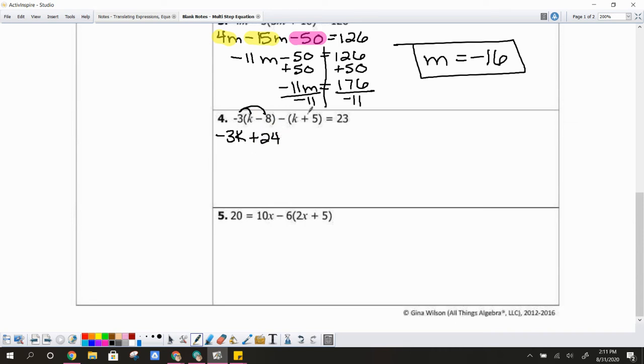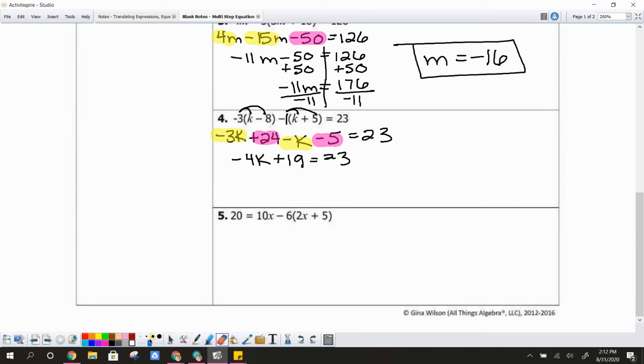Now over here, please, please don't get tricked by this, okay? This is like saying that you have a negative 1 out front, and you're distributing the negative 1 to both parts. So if I'm distributing the negative 1, that becomes a negative k and a negative 5 equals 23. So now I can go ahead and do step 2, which is to combine my like terms. I have a negative 3 minus 1. That's a negative 4. And then I have 24 minus 5, and that's a positive 19.